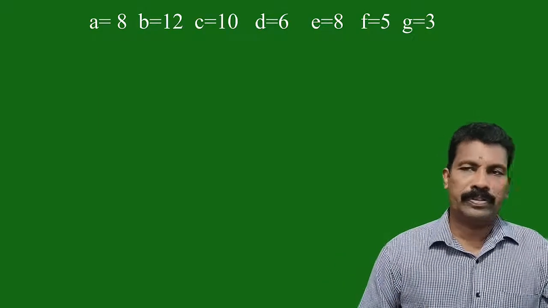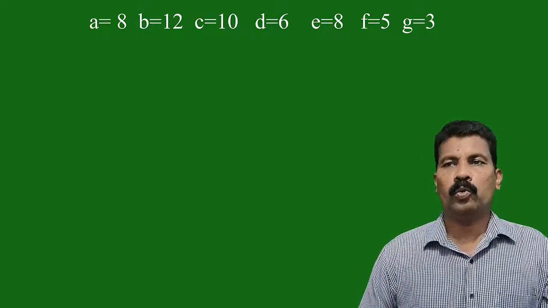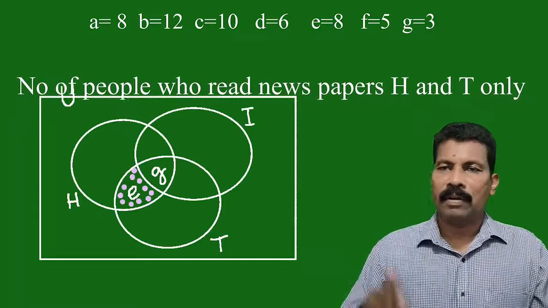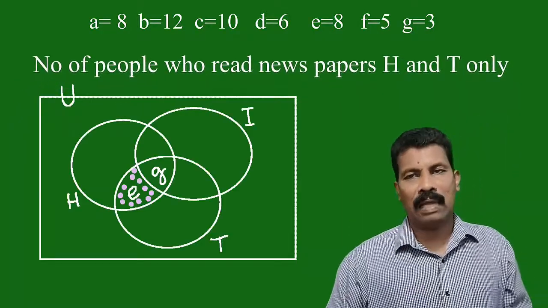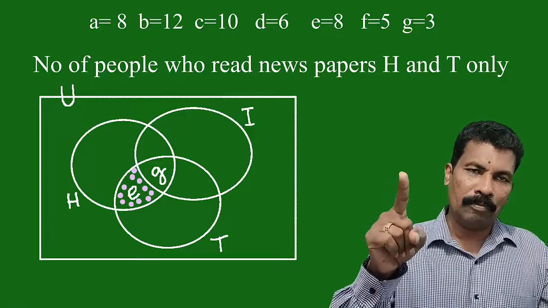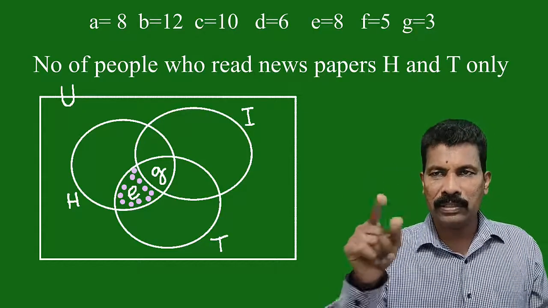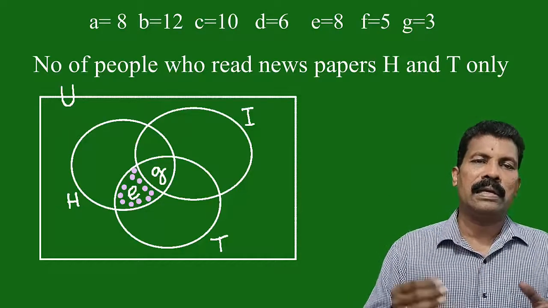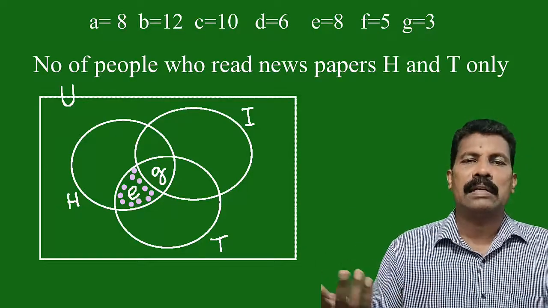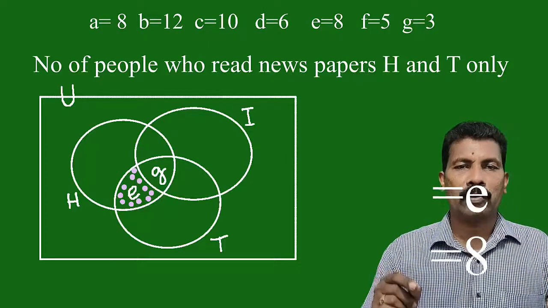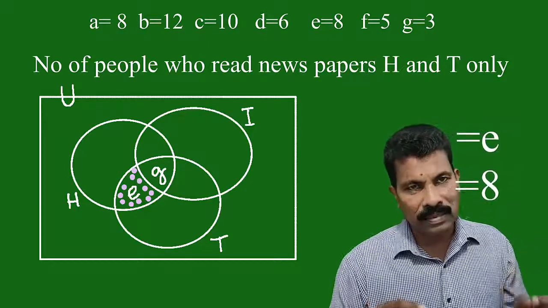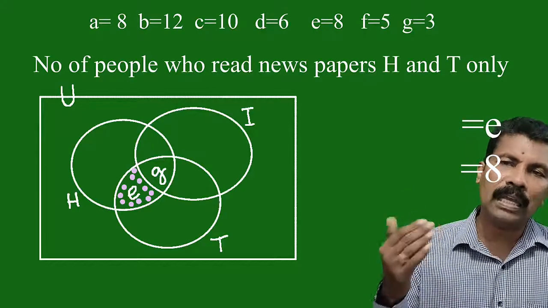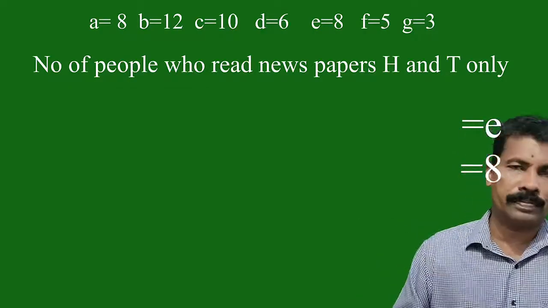Now to find the number of people who read newspapers H and T only. From the Venn diagram, it is very clear that the number of people who read H and T only means E, that is 8, because E is equal to 8. So the number of people who read newspapers H and T only is 8. That's the value of E.